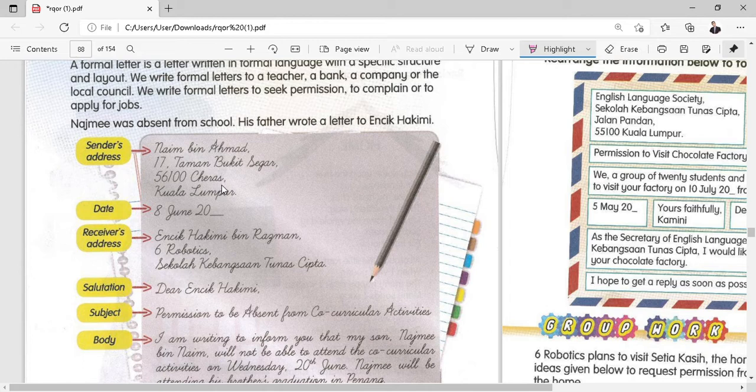Next, you need to include the date, the date when you write the letter. 8 June 2021. So you may write 8 June 2021. Next, the receiver's address. Who will get the letter? This is for Encik Hakimi, Najmi's teacher. So you must write Najmi's teacher's name, Encik Hakimi bin Razman, and also the address, 6 Robotics, Sekolah Kebangsaan Tunas Cipta.